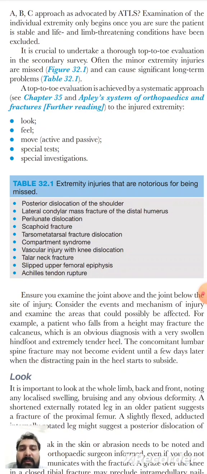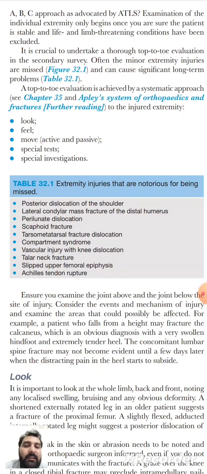Can you name some of the injuries which are notorious for being missed? You may all know the scaphoid fractures. Some others are posterior dislocation of the shoulder, which we have just discussed, the lateral condylar mass fracture of the distal humerus, perilunate dislocation, tarsometatarsal fracture dislocation, and compartment syndrome, which is a true orthopedic emergency and can result in the loss of the limb if it is not timely diagnosed.